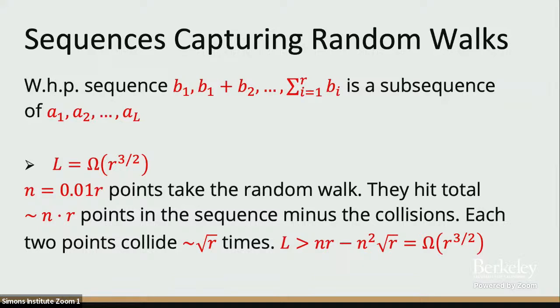To prove such a statement, you say that you are taking these many points, and then you are making them do the random walk, and then you see what are the distinct sums that they will hit. So they hit a total of n times R points, because each point is doing an R-length random walk, minus the collisions. Now, because it is a random walk, you can argue that each 2 points collide only square root R times. So that means that L needs to be greater than n times R minus n squared times square root R. And for the right parameters of n, you get this lower bound.